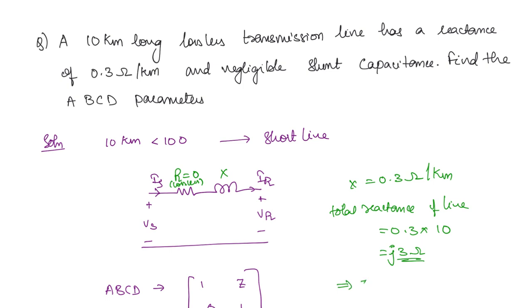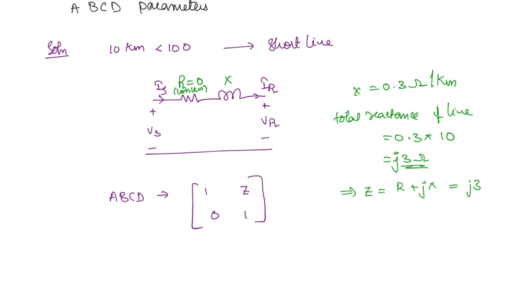So what will be Z? R plus jX. This is equal to simply j3, right? So you can get the ABCD parameters as 1, j3, 0 and 1. Okay, so this is the answer.